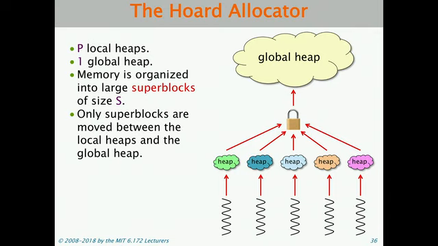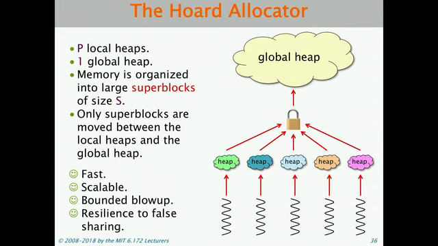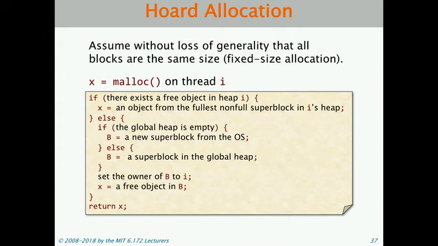So this is a sort of a combination of the approaches that we saw before. The advantages are that this is a pretty fast allocator. It's also scalable. As you add more processors, the performance improves. You can also bound the blowup. And it also has resilience to false sharing because it's using local heaps. So let's look at how an allocation using the Horde allocator works.